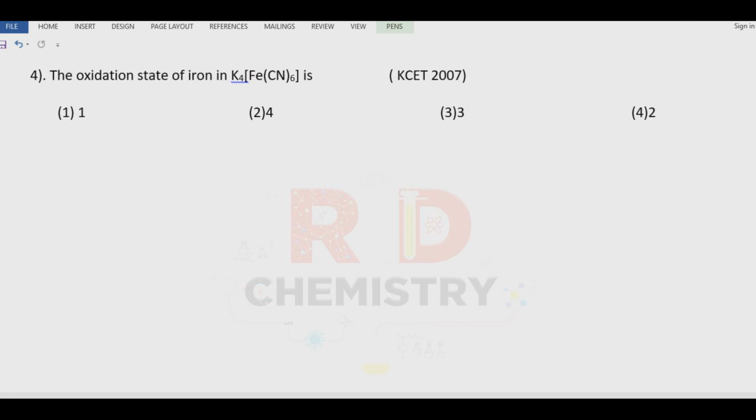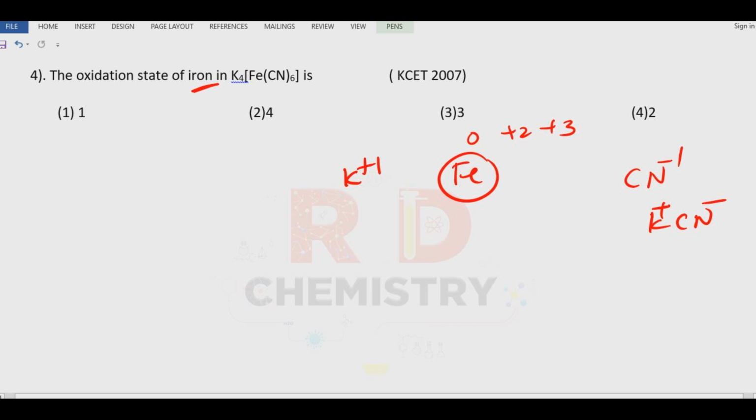Question number 4. Oxidation number of iron in the complex. This is a complex. You are studying in class 12, correct? Potassium is always in plus 1 state. Iron we need to calculate. It can be 0, it can be plus 2, it can be plus 3. Right? Cyanides are minus 1. Remember potassium cyanide, K plus CN minus.